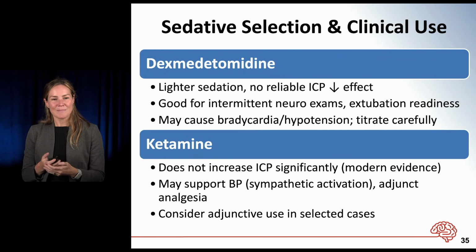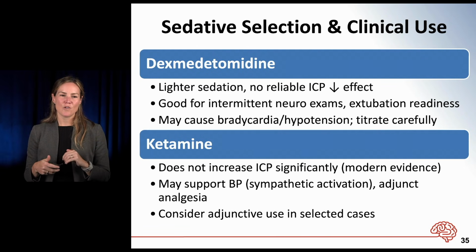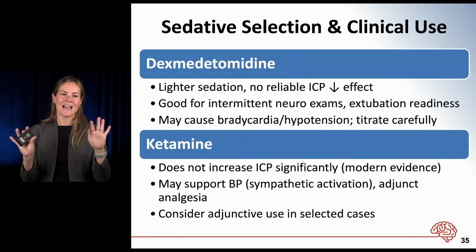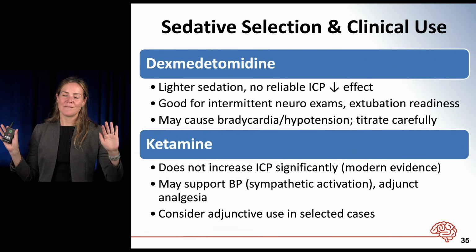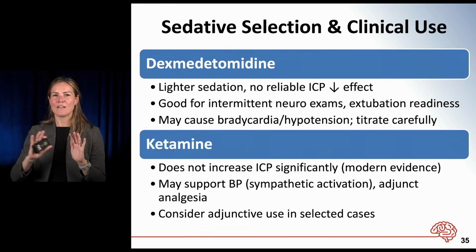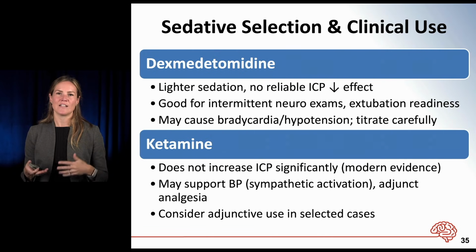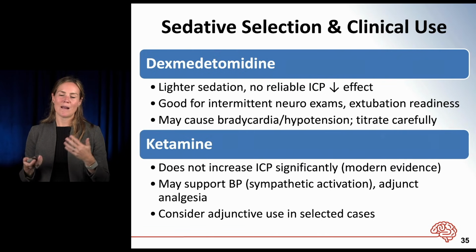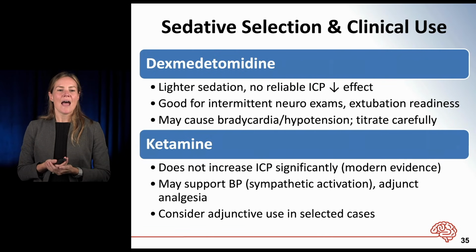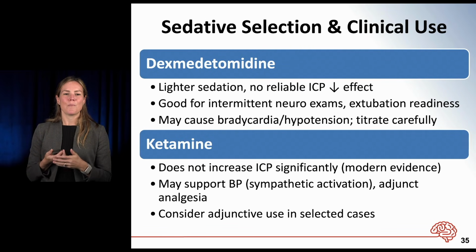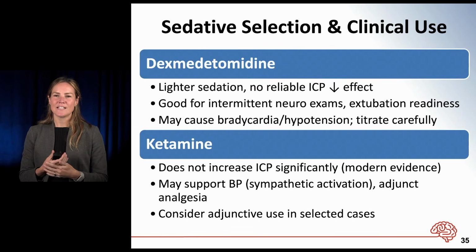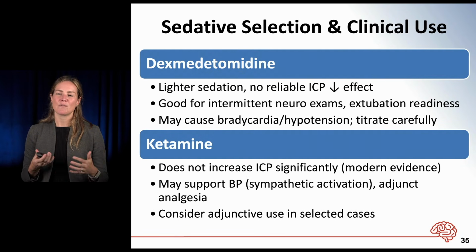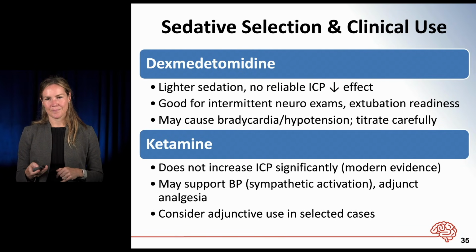And finally, ketamine. So it used to be that in neurocritical care, we were like, nah, not a fan of ketamine. However, there has been a disproving of the long-held theory that ketamine causes increased ICP. And in fact, there's no modern evidence to support that. So it is actually more neutral to the blood pressure. And so in some cases, when patients are really sensitive to propofol, we may turn to this.